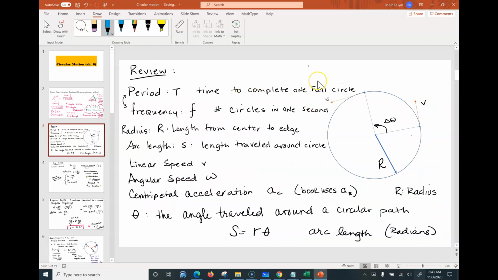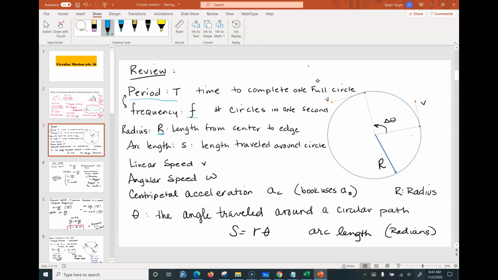And then here we go. These are some of the definitions that we went through. The period uses a capital T, that's just the time to do one full circle. The reciprocal of that is your frequency, and that's the number of circles you get in 1 second. The radius is a capital R. Usually you might see it labeled as a little r. You should be able to tell by a diagram. The arc length, we use S, and that's the linear distance around that you've traveled.